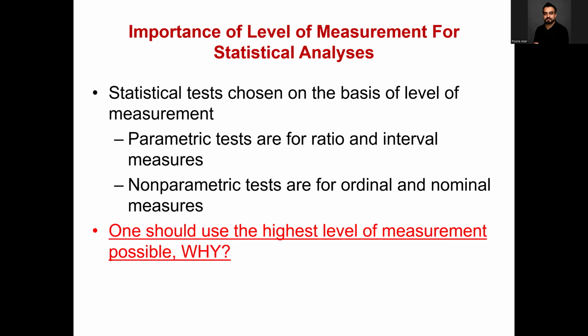One should use the highest level of measurement possible. Why? What do you think? So whenever we use the ratio level of measurement, we have more freedom of choosing our statistical test first. Second of all, we can convert our ratio variable into a categorical variable, but we cannot do that vice versa. I mean, we cannot convert a categorical variable to a ratio variable. So we have more freedom when using ratio level of measurement.